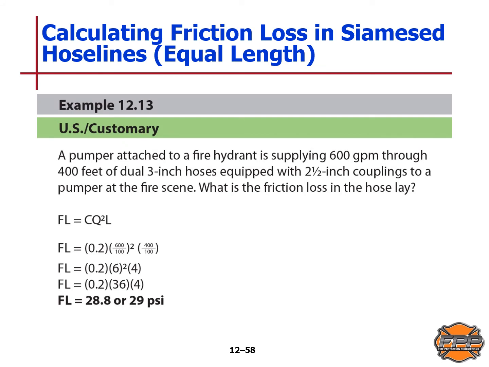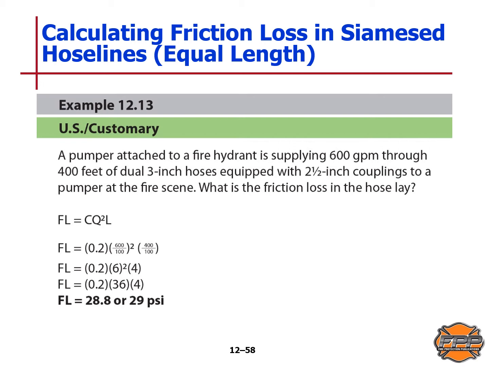So here's an example. A pumper attached to a fire hydrant is supplying 600 gallons per minute through 400 feet of dual 3-inch hoses equipped with 2.5-inch couplings to a pumper at the fire scene. What is the friction loss in the hose lay? Here's our formula, our old friend, FL equals CQ squared L. So let's plug in the math.